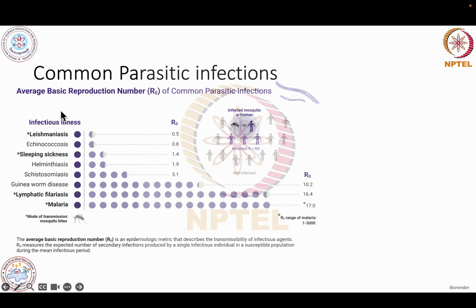Common parasitic infections: average basic reproduction number R naught of common parasitic infections. The average basic reproduction number R naught is an epidemiologic metric that describes the transmissibility of infectious agents. R naught measures the expected number of secondary infections produced by a single infectious individual in a susceptible population during the mean infectious period.